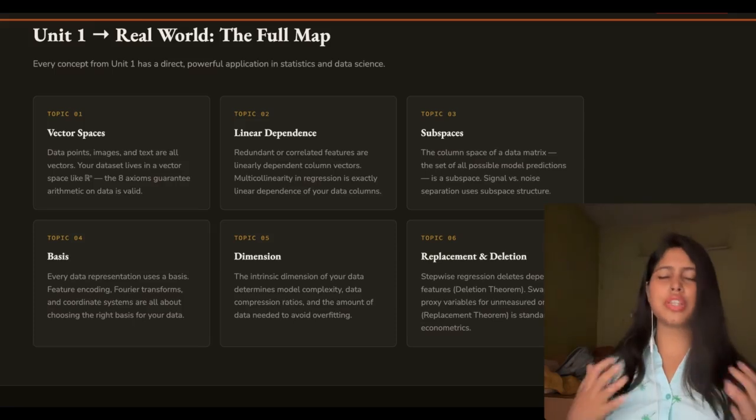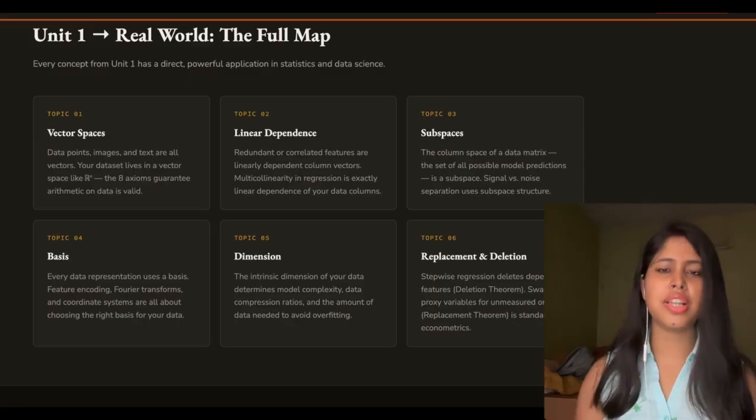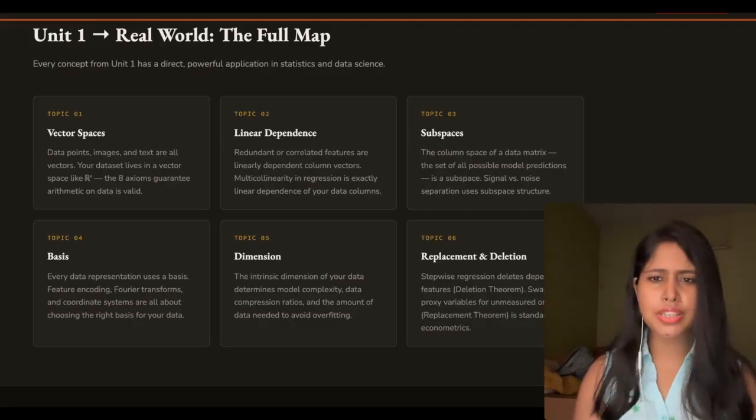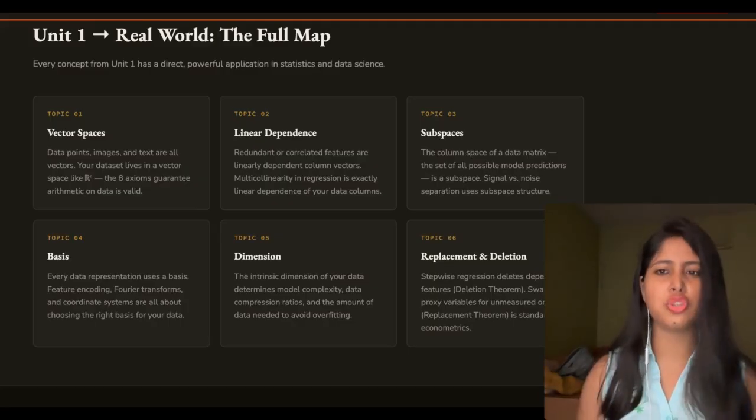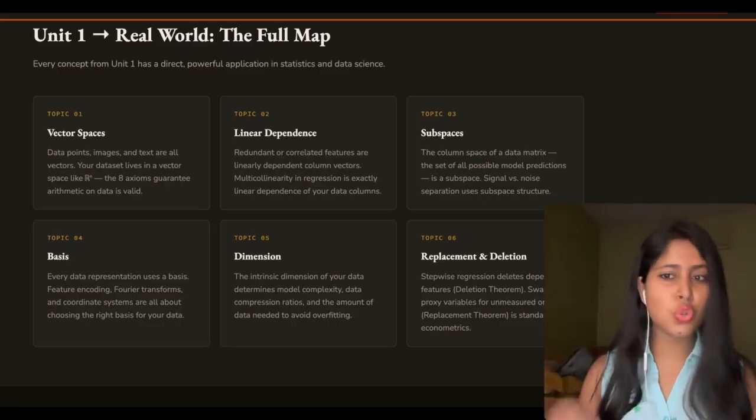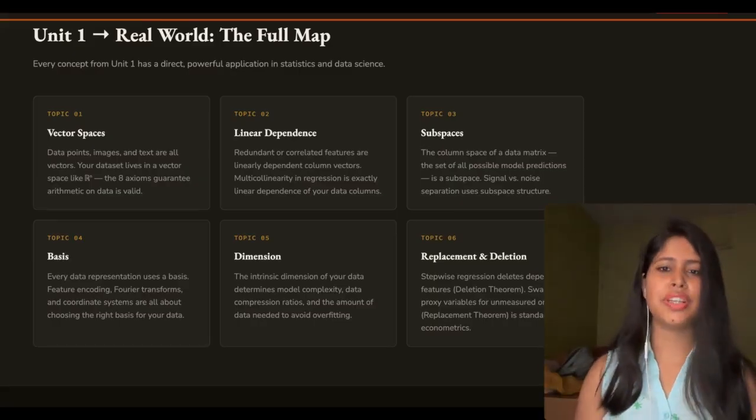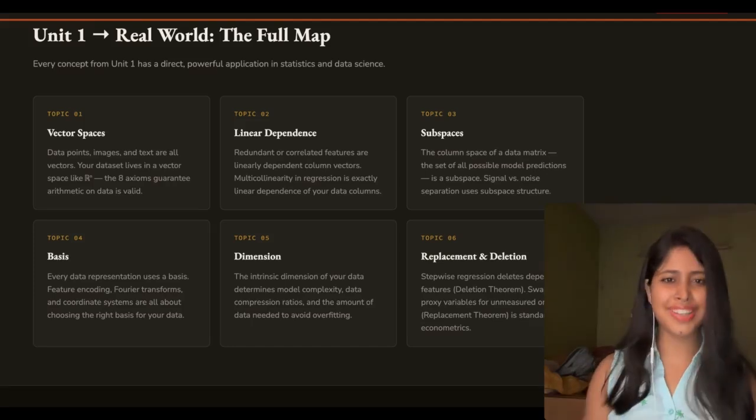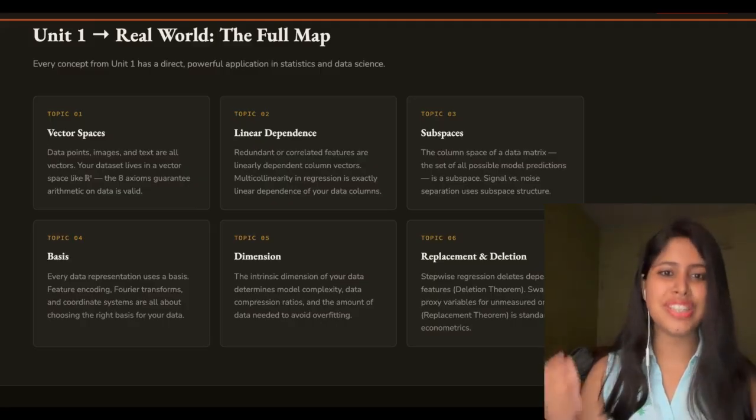Now, basically, what I want to say is that Unit 1 is not abstract mathematics for its own sake. It is the foundation that the entire modern statistics and data science is built on. Every time a data scientist cleans a data set, builds a model, or compresses an image, they're working inside a vector space, using bases, worrying about dimension, checking linear independence. They just don't always know what they're calling it, but they are doing absolute linear algebra. So the next time you think, why are we even studying linear algebra, that is a topic for mathematics and not statistics, just remember this video, that all over statistics and data science you need linear algebra.